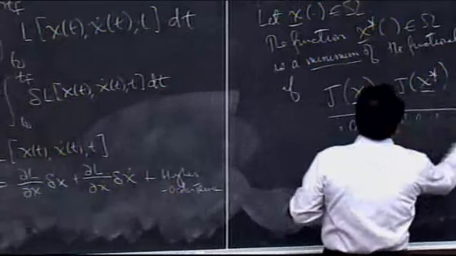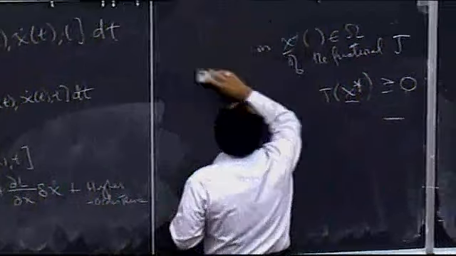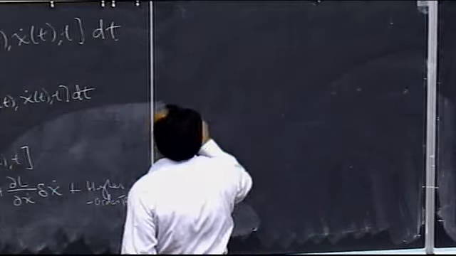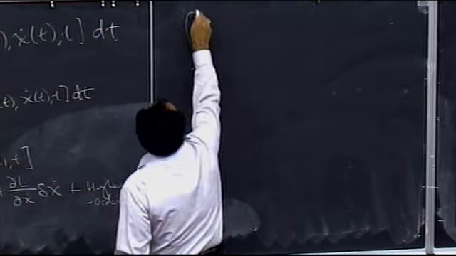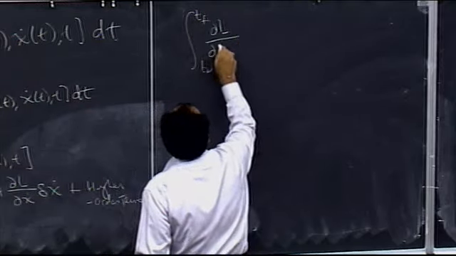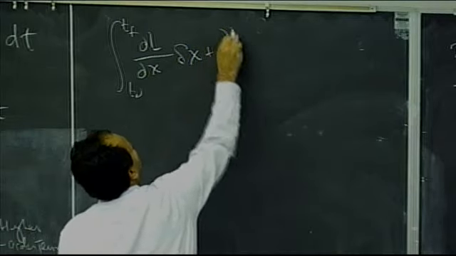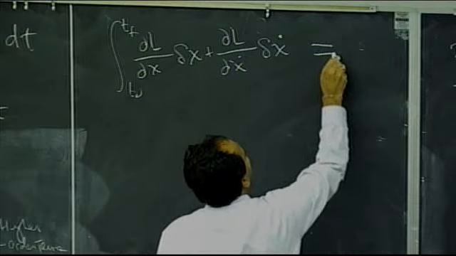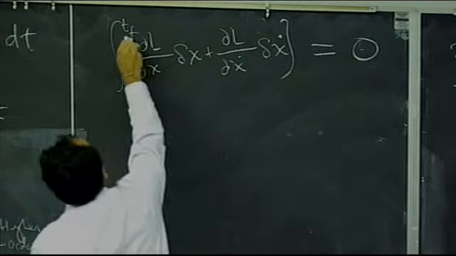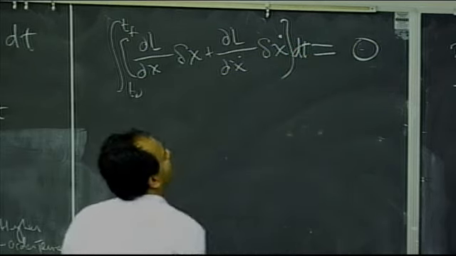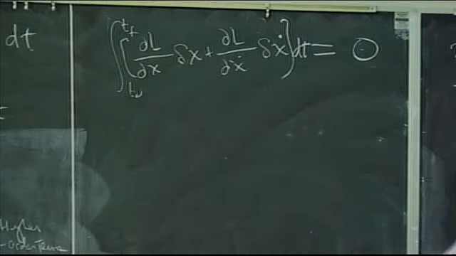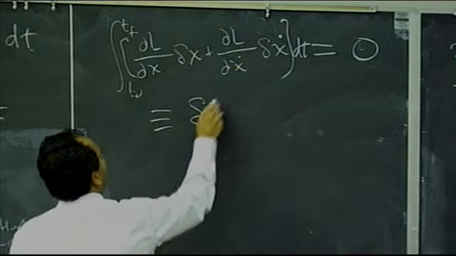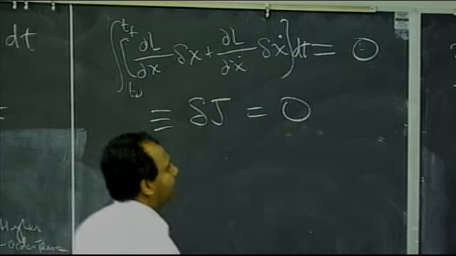So now I've got that part out of the way, and my variation becomes this. This whole thing becomes the integral from t0 to tf of the partial of L with respect to x times the variation in x, plus the partial of L with respect to x dot times the variation in x dot. The whole thing is integrated over t, and I'm going to set that equal to 0. That's my first variation, the first variation in that functional. If you don't remember, setting that to 0 is the same thing as saying the first variation is equal to 0.